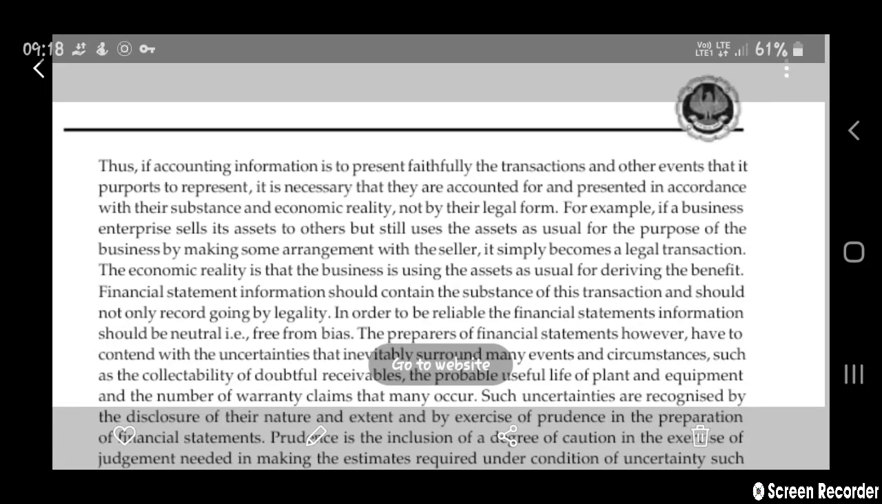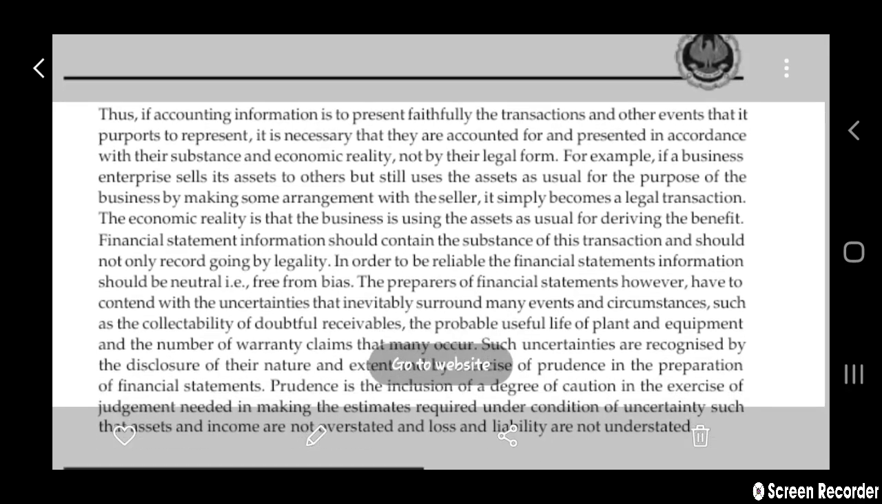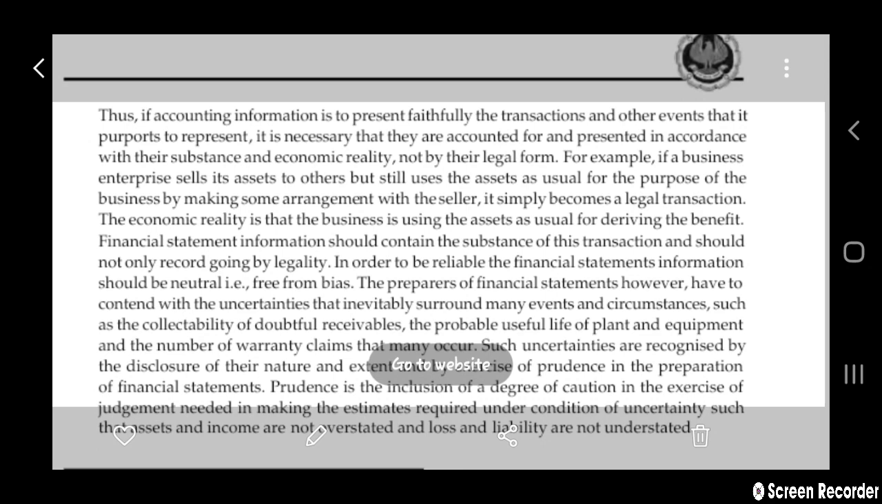If accounting information is to present faithfully the transactions and other events that it purports to represent, it is necessary that they are accounted for and presented in accordance with their substance and economic reality, and not by their legal form. For example, if a business enterprise sells its assets to another but still uses the assets as usual for the purpose of its business, by making some arrangement to continue with the assets with the sellers, it simply becomes a legal transaction.